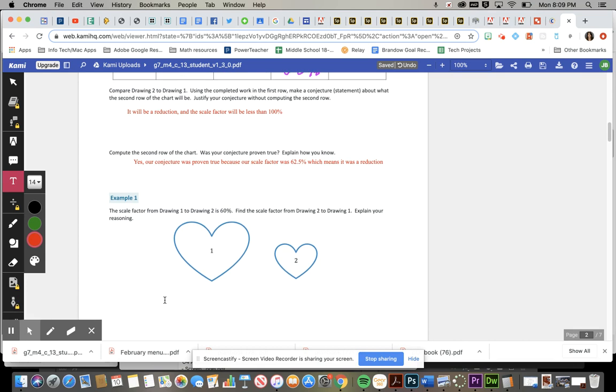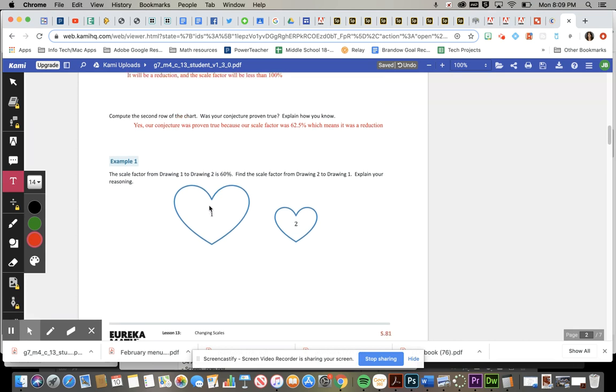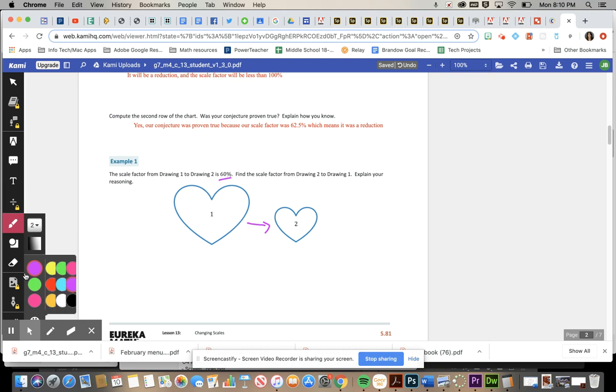Okay, on to example 1. The scale factor from drawing 1 to drawing 2 was 60%. Makes sense because 60% is less than 100, and I can see from my original to my scale, it got smaller. So it's a reduction. Find the scale factor from drawing 2 to drawing 1. Explain your reasoning.